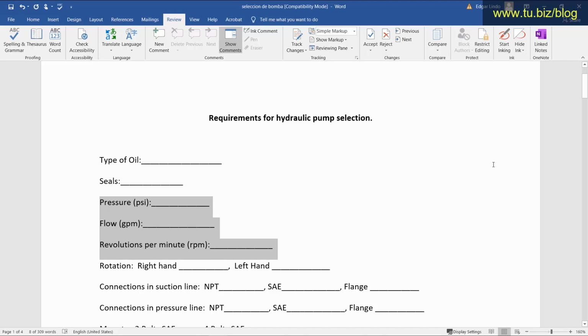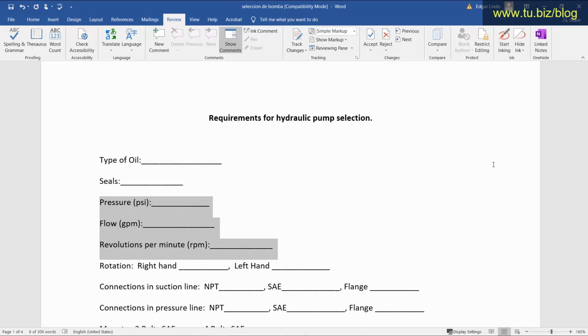Then, very, very important, these three things over here: the pressure, the flow, and the RPM, the revolutions per minute. With that information, we can now provide a pump. That's very important. You have pressure, flow, and what RPM you are going to be spinning that pump at? We can give you a pump that is going to meet the technical requirements of a hydraulic system.